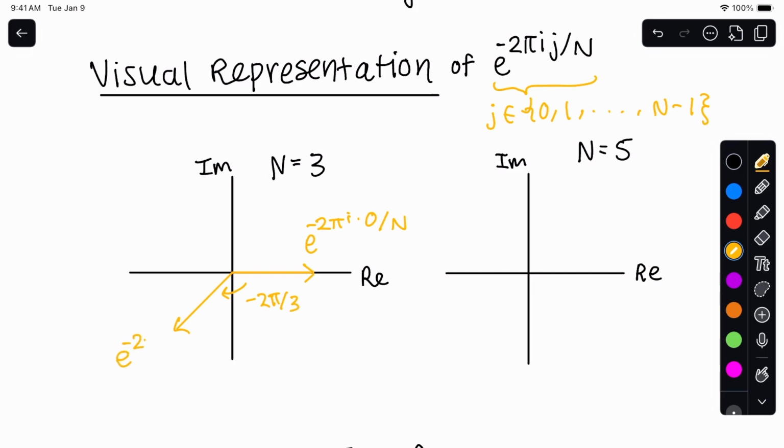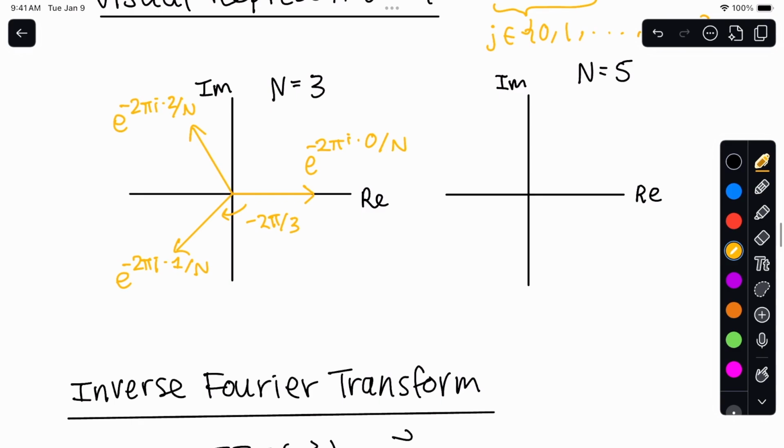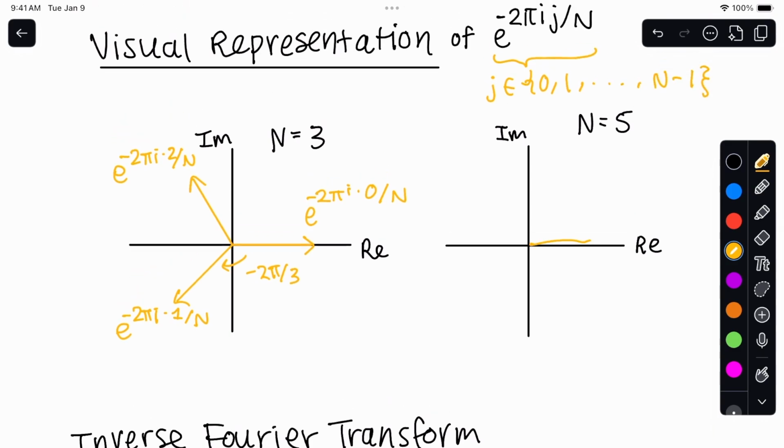And this is e to the minus 2 pi i times 1 over n. And then if we do this again, we would get another rotation of minus 2 pi over 3. And this would be e to the minus 2 pi i times 2 over n. You can do this for any n. So if you did it with n equals 5, then there would just be 5 of these here. And the rotation between would be 2 pi over 5. I'm not drawing this the best, but you can get the picture.